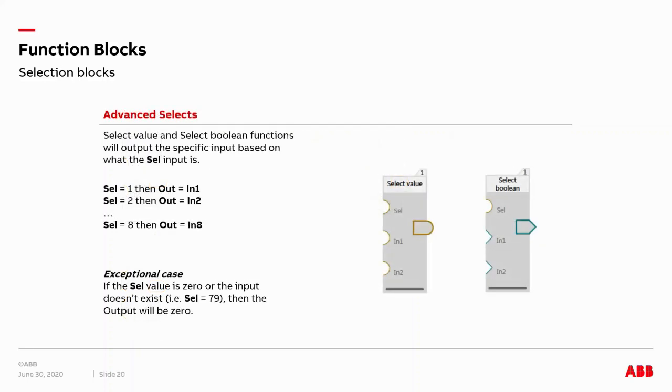More advanced selects. This allows you to put 8 different inputs in and then select which one you want. So first, I give a couple examples there. If I have selection equal to 1, then the output is equal to whatever the input of 1 is. If the selection is equal to 8, the output is always going to be whatever the input is to 8. There is one exceptional case here. If the select value is 0 or the input doesn't exist, let's say I feed it 79, then the output will be 0.